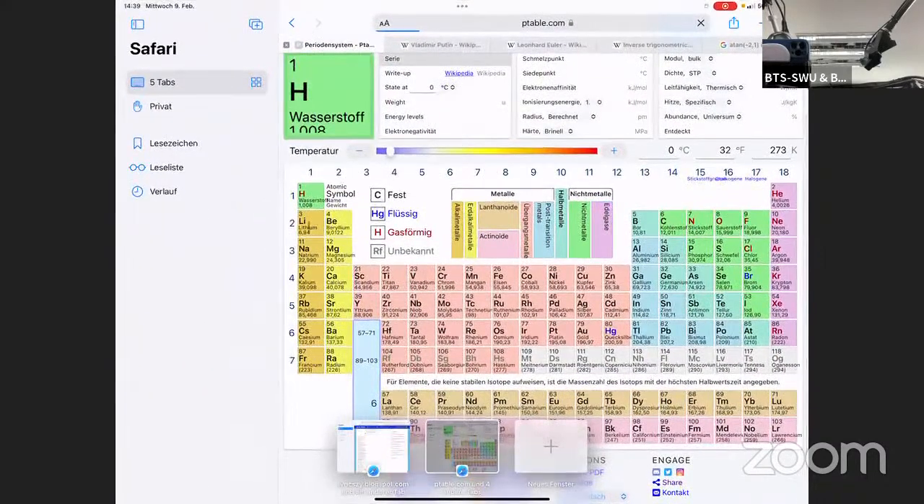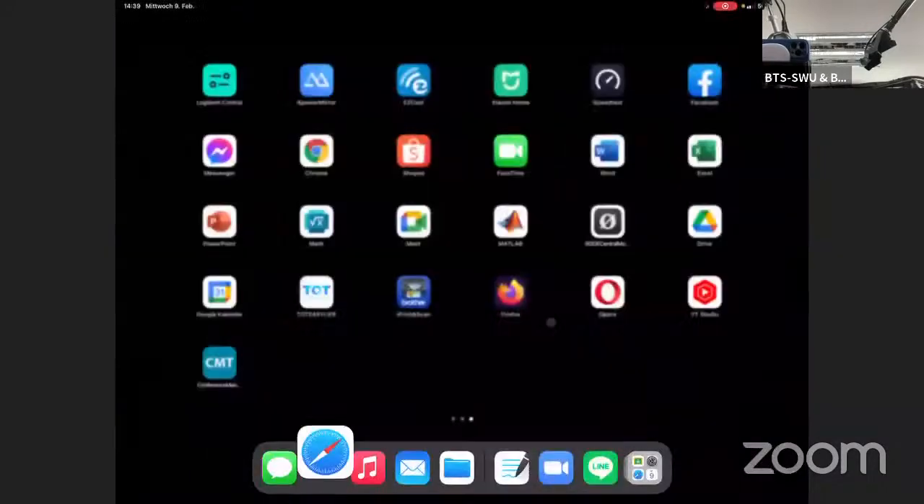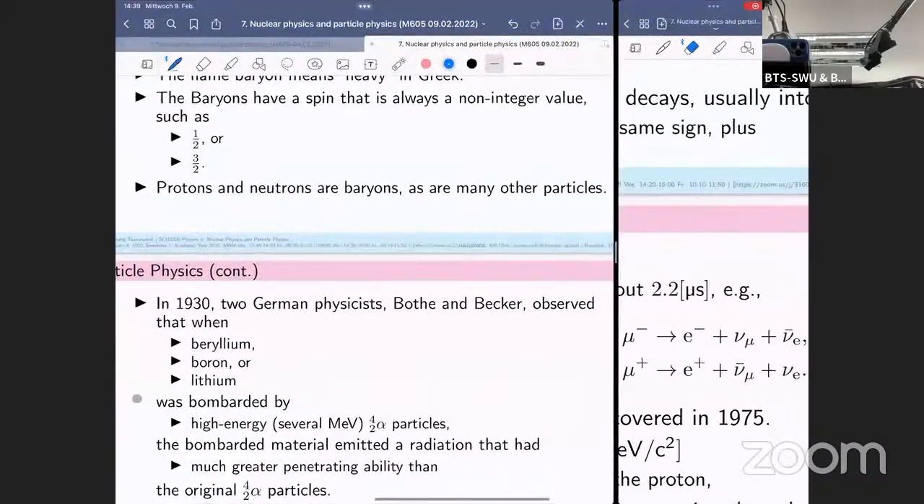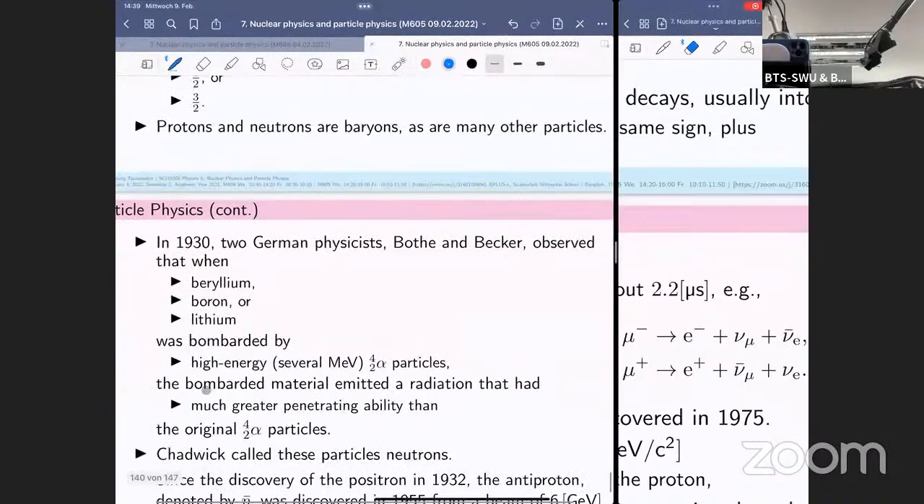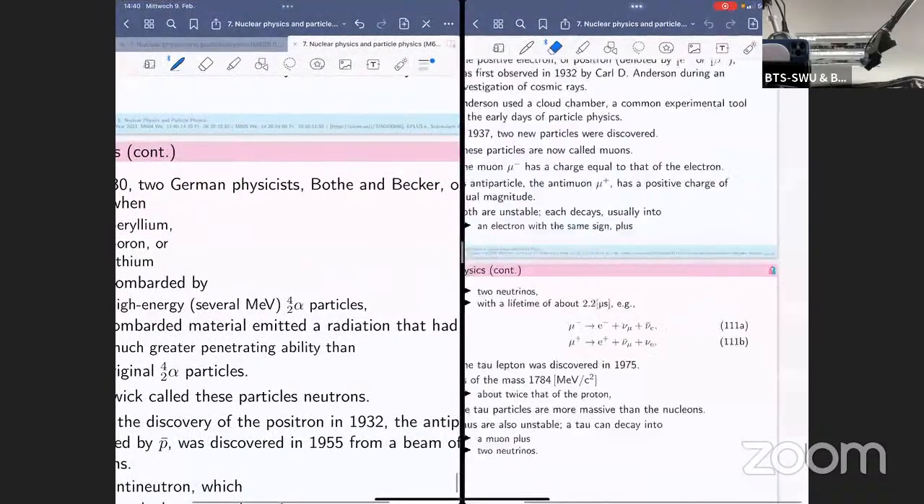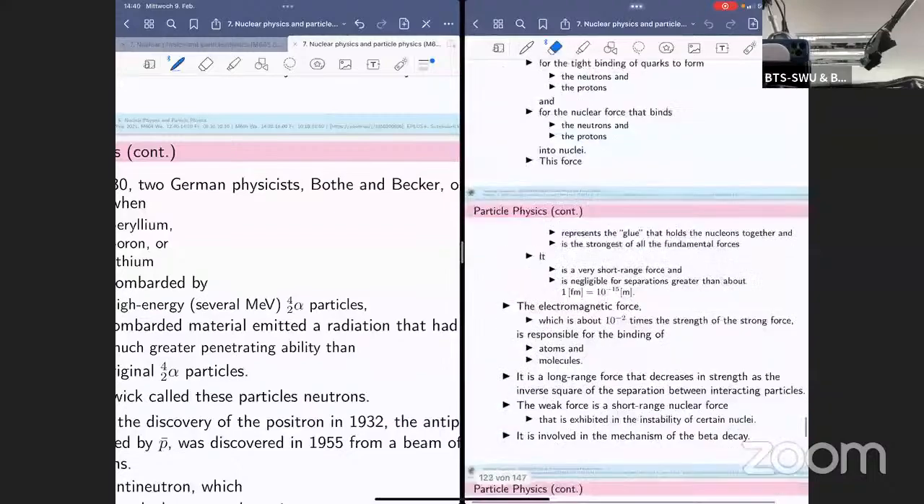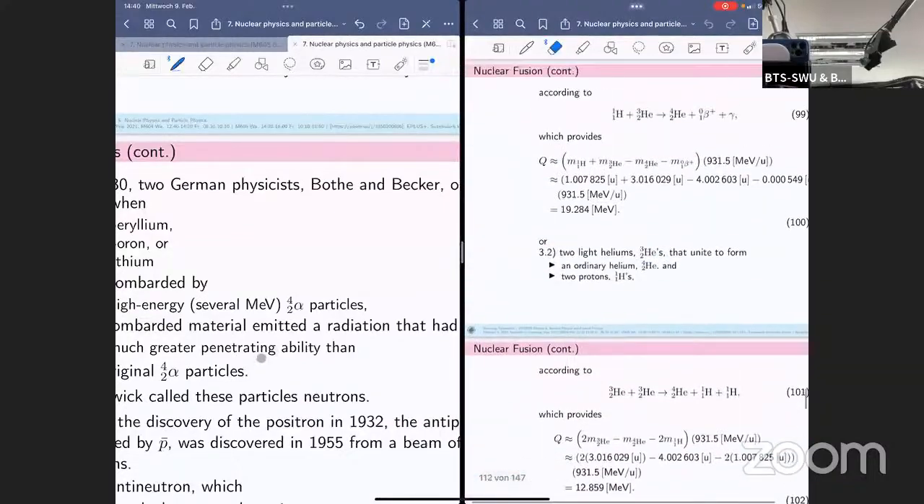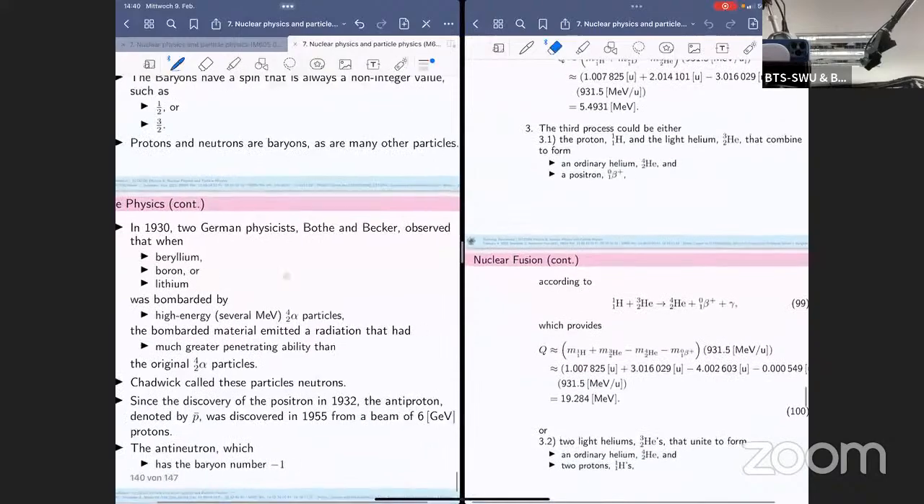The third, fourth, and fifth elements on the periodic table were bombarded by high energy alpha particles, and we found that the bombarded material emitted a radiation that had much greater penetrating ability than the original alpha particle, and that particle is known as the neutron. If you still remember the Chadwick experiment, that's the origin of the neutron, but the first people who observed this were the two German physicists, Bothe and Becker.